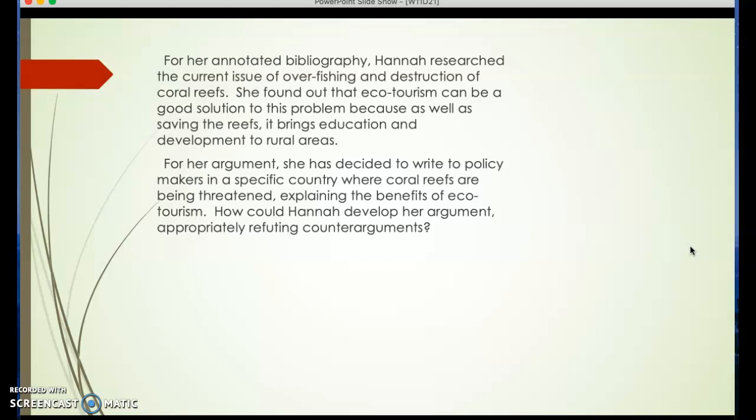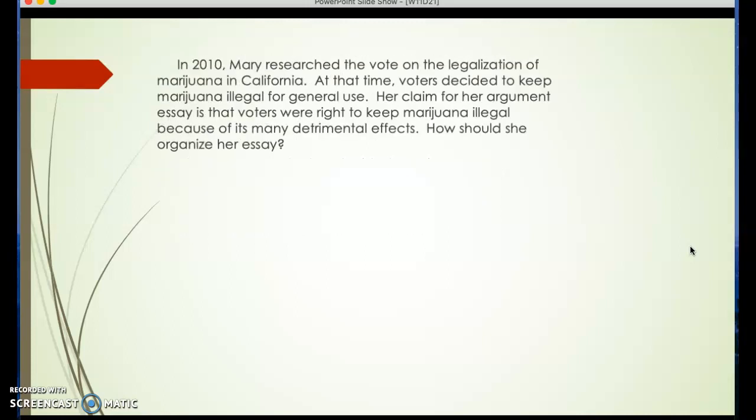So for this one, because she is identifying a problem and she's coming up with a solution to this problem, trying to get her stakeholder to take some kind of action and implement a policy, I would suggest that she use the problem solution organizational format. It seems like it would lend itself really well to this.